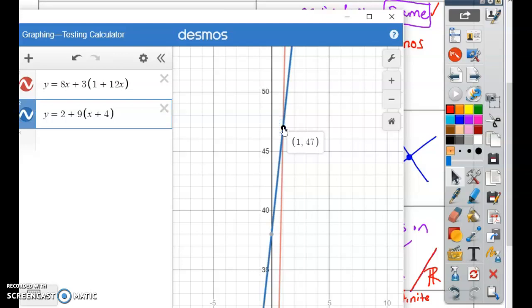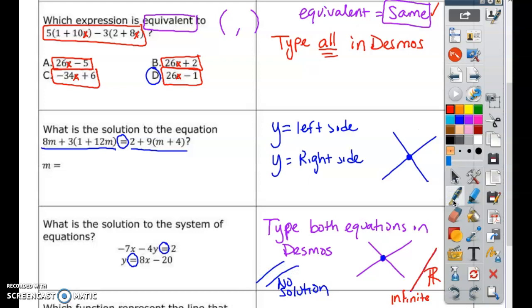Now, what are they asking for? Are they asking for the whole point? Are they asking just for the x, or are they asking just for the y? So right here, I'm going to put the answer here, 1, 47, but they're only asking for the m. And my m was my x, and then this was my y equals, because remember I changed the m's to x's. So they're only asking for the m.